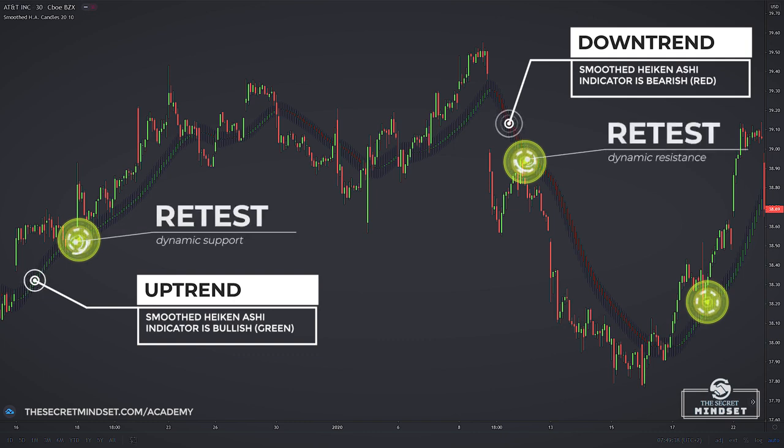The opposite is true if the price is trading below the smoothed Heiken-Ashi, where you would then search for selling opportunities, as the market is signaling a downtrend. When price is below the Heiken-Ashi line, it acts as a dynamic resistance.